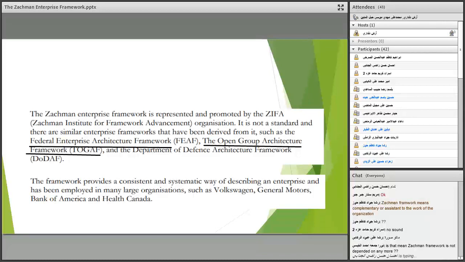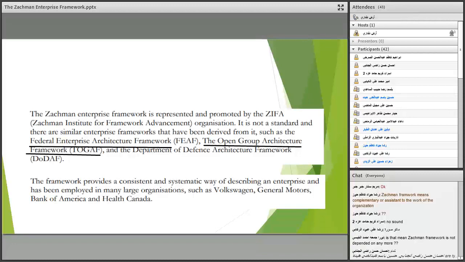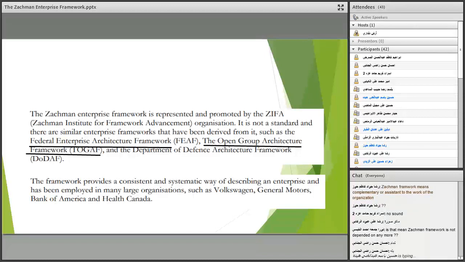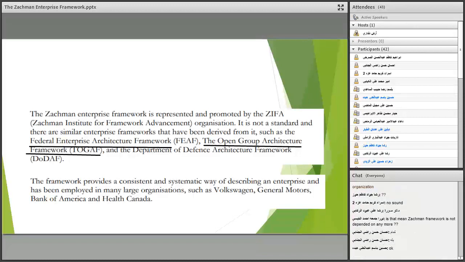We're going to talk about these frameworks at the right time, but I'm just mentioning these as simple examples. And we will talk about these frameworks later on in the course.